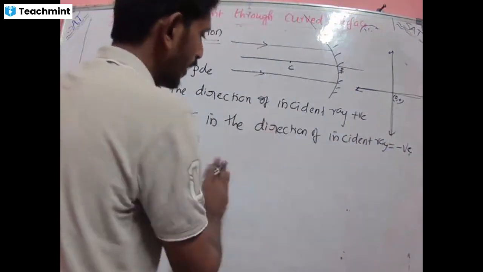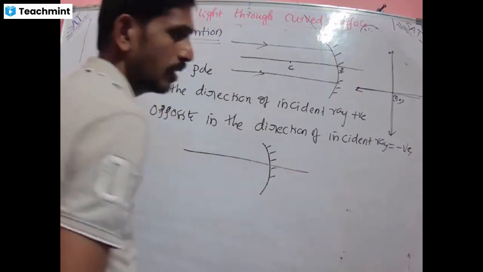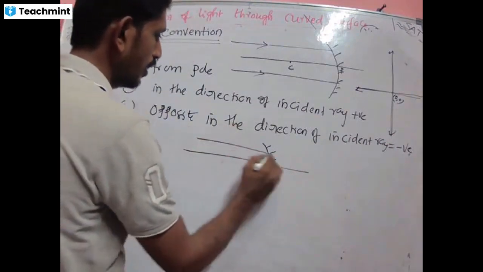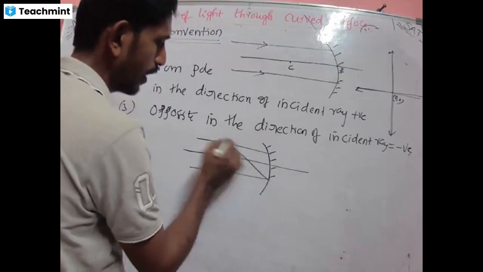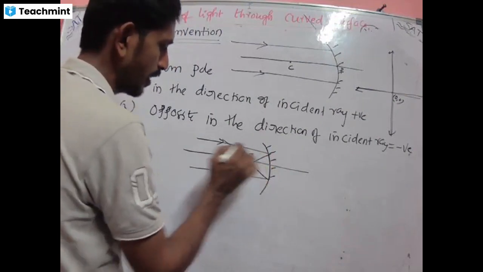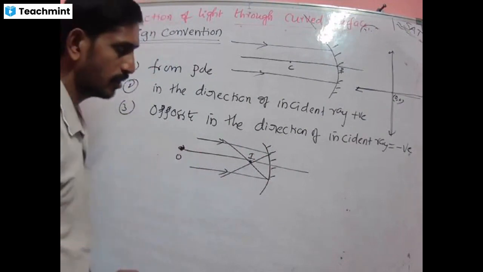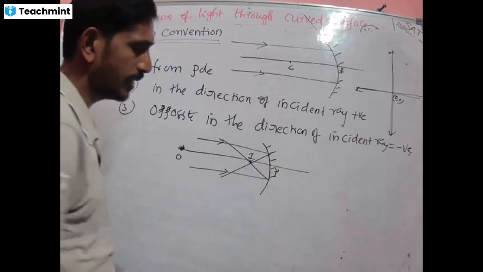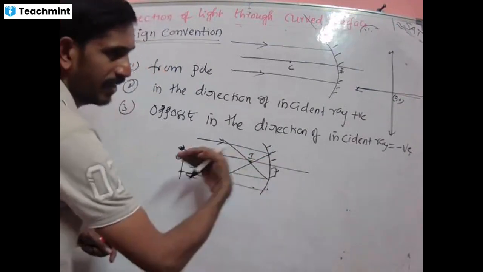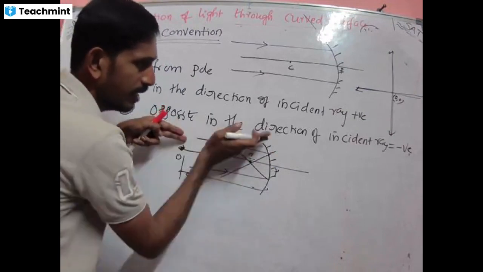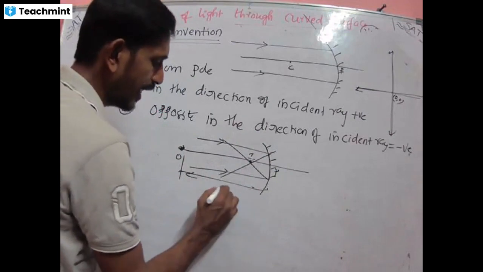For example, this is my concave mirror. These are the incident ray and one more incident ray. After reflection, they meet at one point here. This is the image. This is my object here, O. For example, the pole is here. If you measure the distance from the pole to the object, we are measuring in the negative x direction. This is the direction of the incident ray and this is the measured direction. Both are different here. Therefore, we take it as negative.